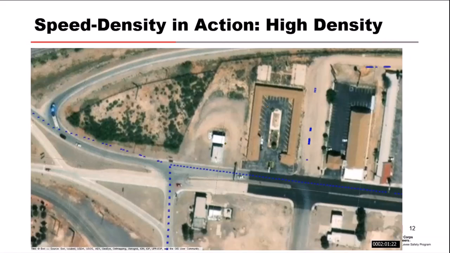if traffic is very full, then we see a very different outcome, right? So this is that speed density in action. You have a whole bunch of vehicles coming together, density is really high, they're stuck at stop and go speeds, and it doesn't really matter if they're on a freeway, they're not going to be able to go at freeway speeds.